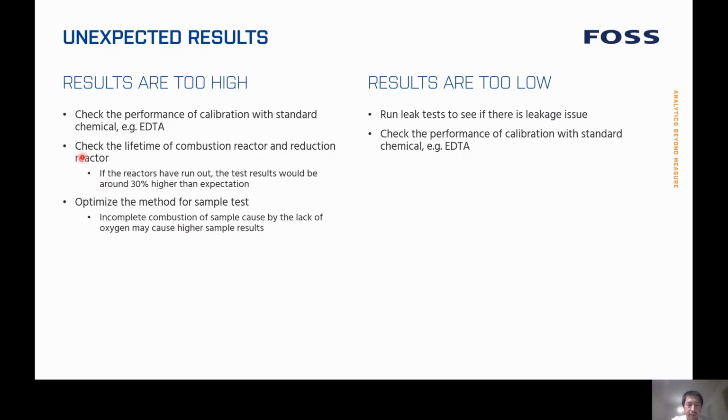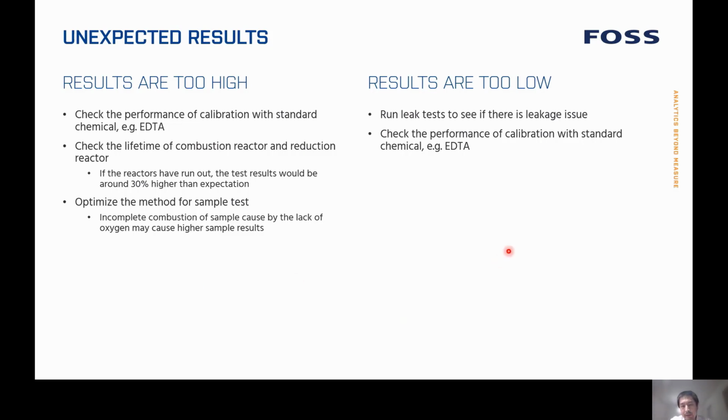Secondly, you have to check the lifetime of the consumables, especially the combustion reactor and the reduction reactor. If the reactor has run out of lifetime, then the result is usually higher, about 30% higher than expectation. And also, if you get high results, then there's probably incomplete combustion. That means you should optimize the combustion method, for example add more oxygen or slow the combustion procedure to ensure the combustion is complete.